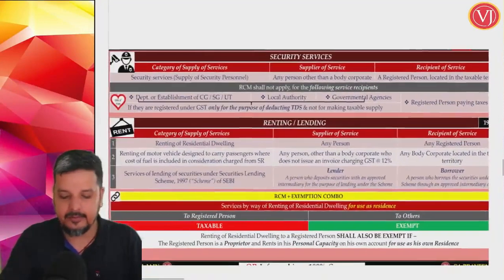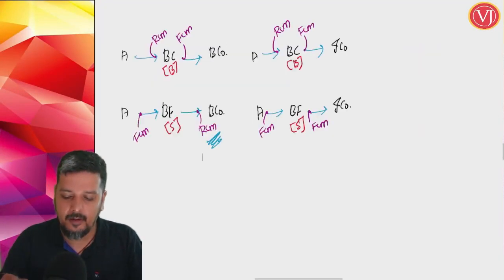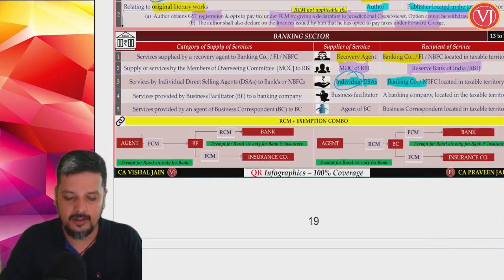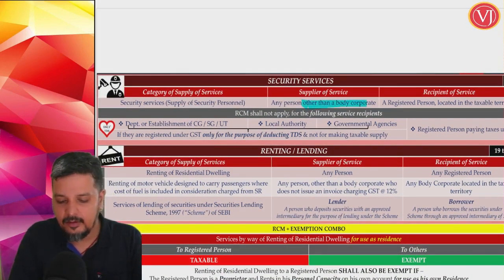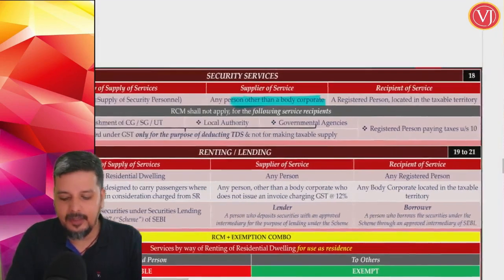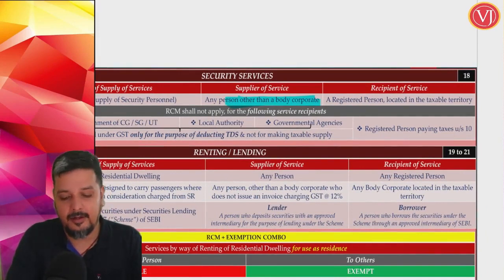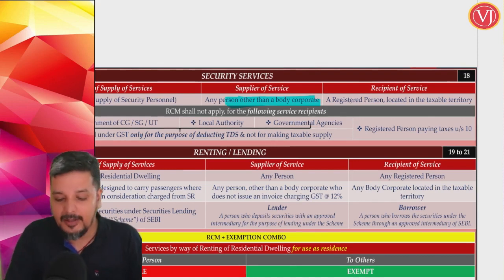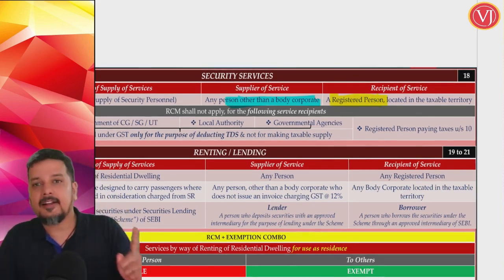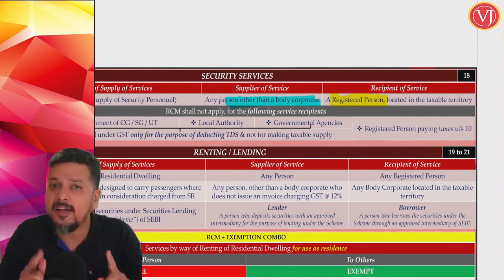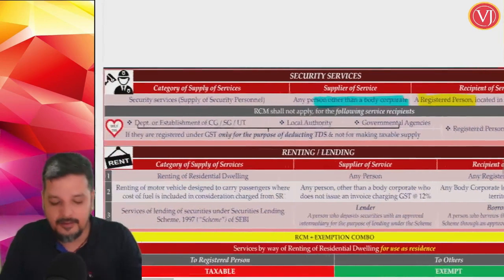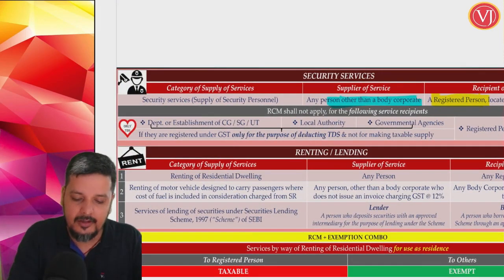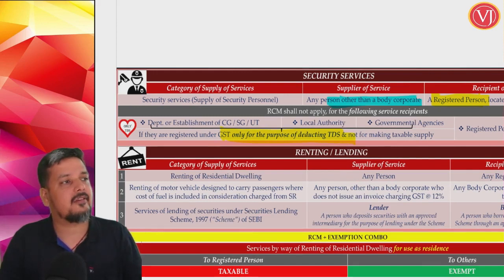Now security services. When you talk about security services, there is no exemption. Absolutely, there is no exemption. Security services, supplier should be other than body corporate. Recipient should be, no, that is for renting of motor vehicles for passengers. Supplier should be other than body corporate. Recipient can be body corporate or non-body corporate, but wait, this is RCM, but registered person means what? He should be a registered person, not being registered only for the purposes of TDS. Not being registered only for the purpose of pure TDS registration. Government sector.